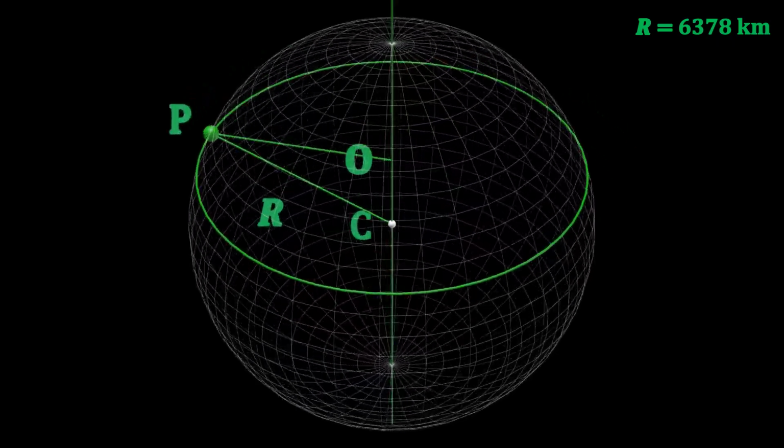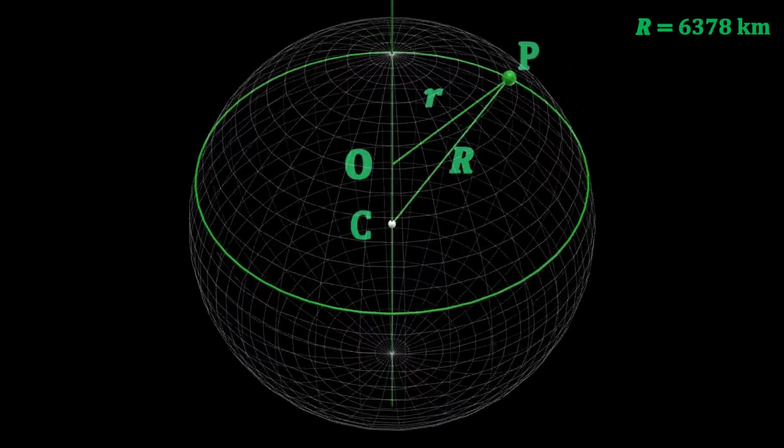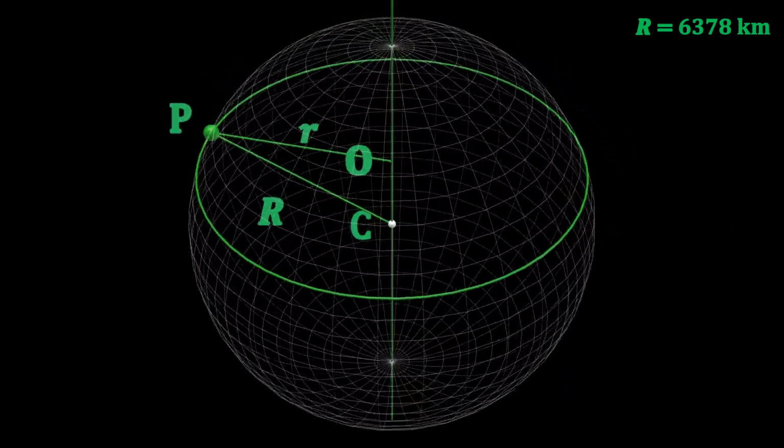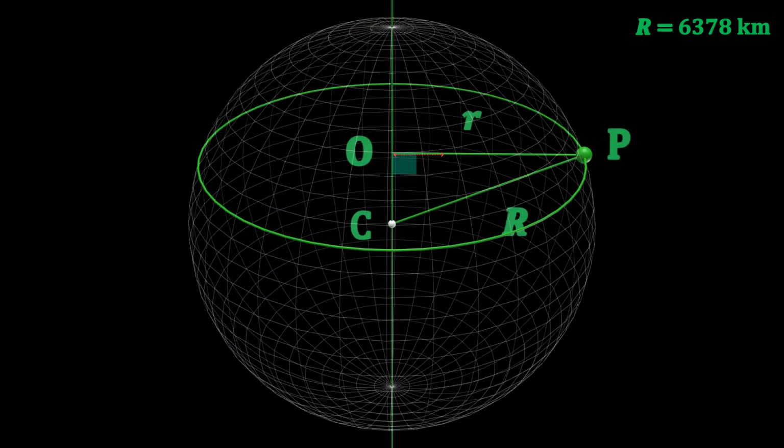situated on the axis of rotation. The radius little r of the circle on which the point P is located is equal to the perpendicular distance from the point O to the point P. The 3 points C, O, P form a right angle triangle.